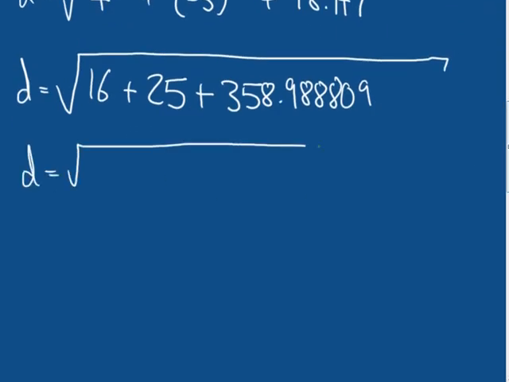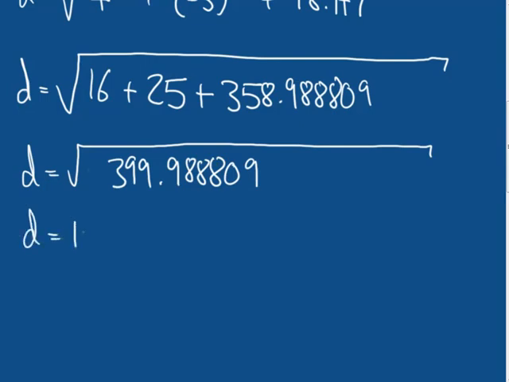So we can add all those together, and that should give us that d is equal to the square root of 16 plus 25 is 41, plus 358 point blah blah blah is 399.98889. If we use a calculator to work that out, it means that d is equal to 19.9997, which is approximately equal to 20.